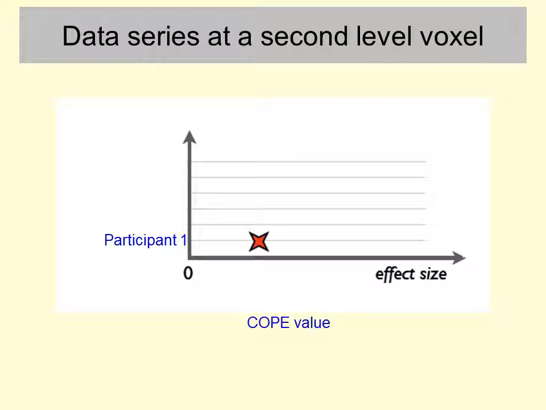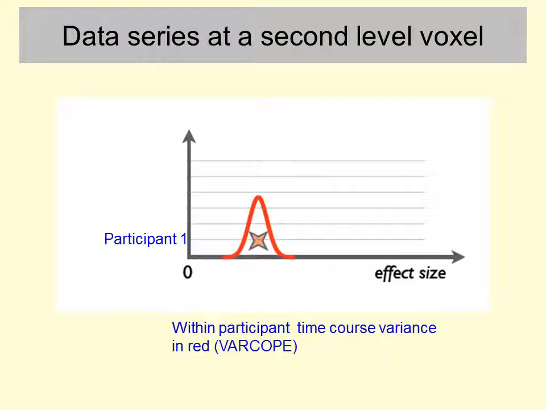So here in this graph, participant 1 is on this row here, and the x-axis is the effect size. Okay, and we're going to add more participants on the other rows. So this person has this effect size, and they also have associated with that effect size a value from the VARCOPE image, which is the standard deviation of the residuals from the time course model at the first level.